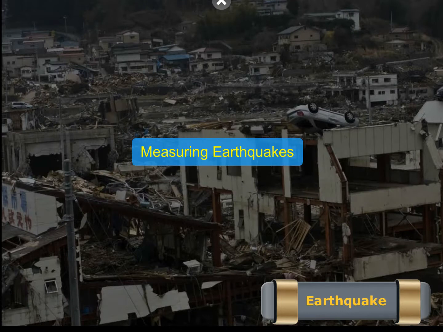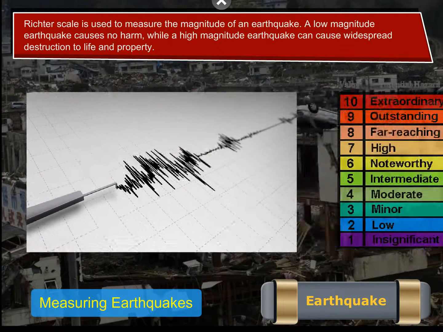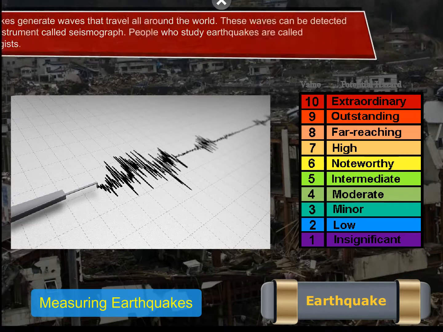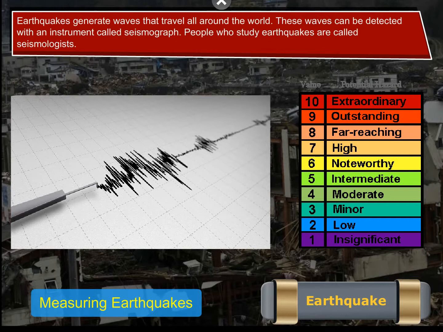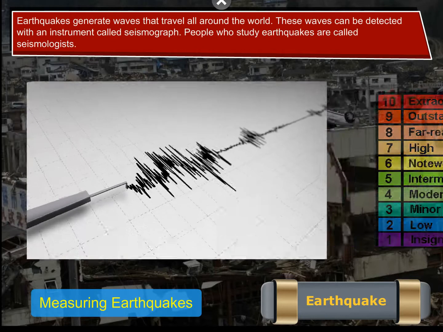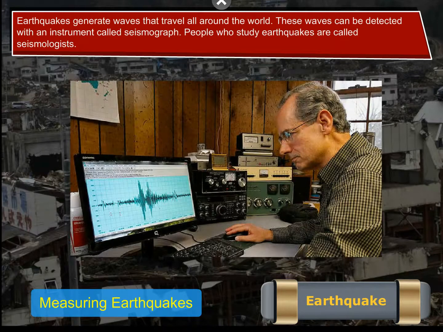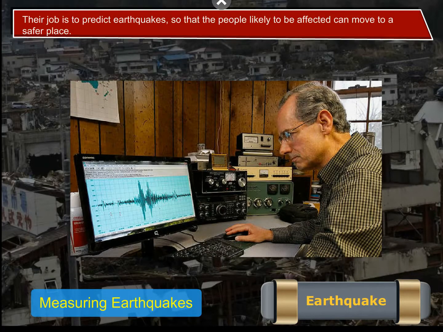Measuring earthquakes. Richter scale is used to measure the magnitude of an earthquake. A low magnitude earthquake causes no harm, while a high magnitude earthquake can cause widespread destruction to life and property. Earthquakes generate waves that travel all around the world. These waves can be detected with an instrument called seismograph. People who study earthquakes are called seismologists. Their job is to predict earthquakes so that the people likely to be affected can move to a safer place.